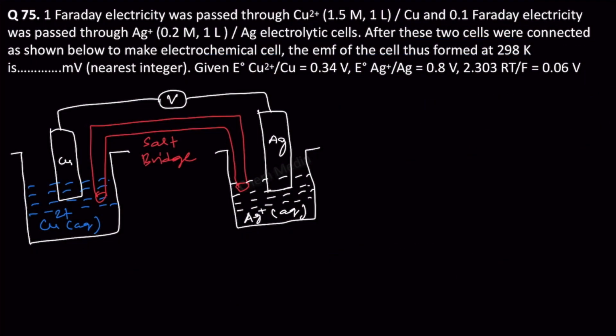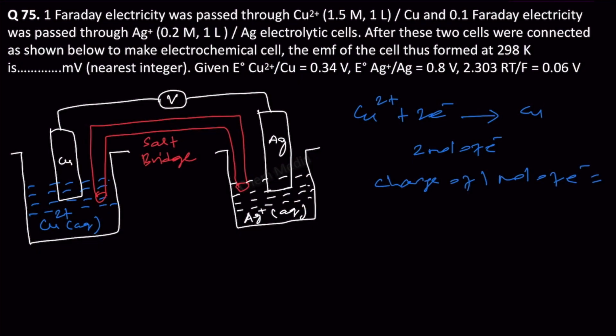We have Cu2+ on one side. Cu2+, if it gains 2 electrons, then it can become Cu. So to convert it into Cu, we require 2 moles of electrons. We know that the charge of 1 mole of electrons is equal to 1 Faraday, that is equal to 96,500 coulomb per mole. But do we have 2 Faraday here? No, we have only 1 Faraday of electricity. So how much would get converted? Only half a mole, isn't it?